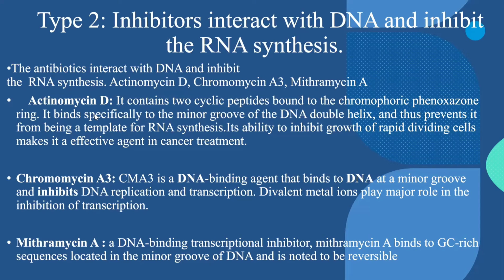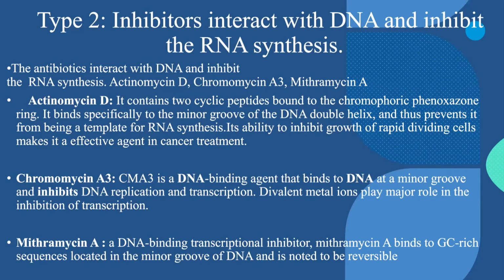Actinomycin D has the ability to inhibit the growth of rapidly dividing cells, so that it acts as an effective agent in cancer treatment. Chromomycin A3 is also an important chemical. It binds to the DNA at the minor groove and inhibits DNA transcription. Chromomycin A3 can also act with divalent metal ions and play a role in inhibition. So the activity of chromomycin A3 is related to the presence of divalent metal ions.